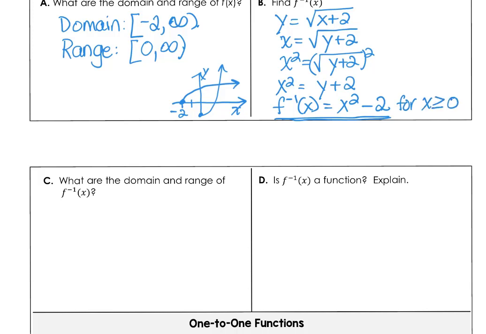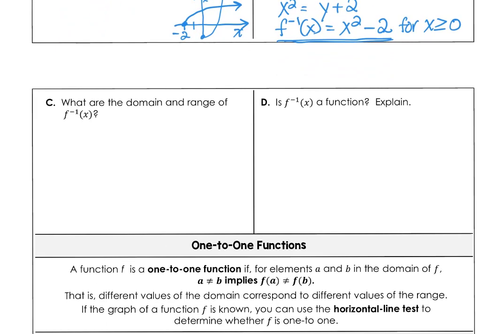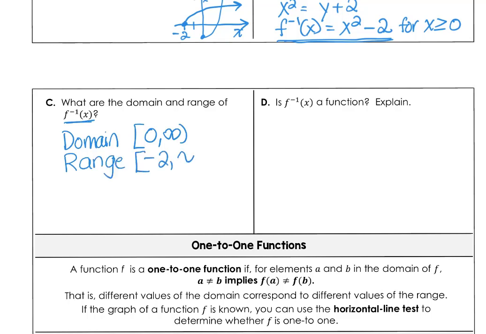Then on part C, the domain and range of the inverse, we're going to see that the domain of the function is the range of the inverse, and vice versa. The domain is going to go from 0 to infinity on the inverse function, and the range will be from -2 to infinity on the inverse function.